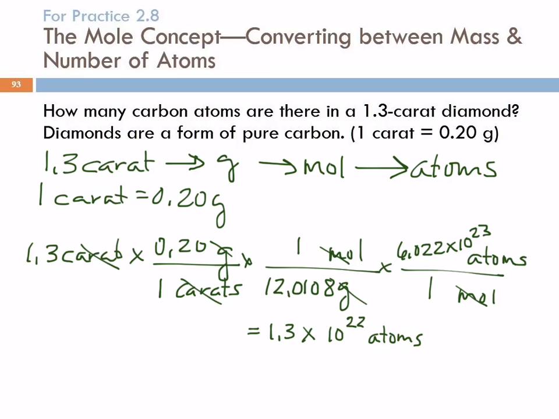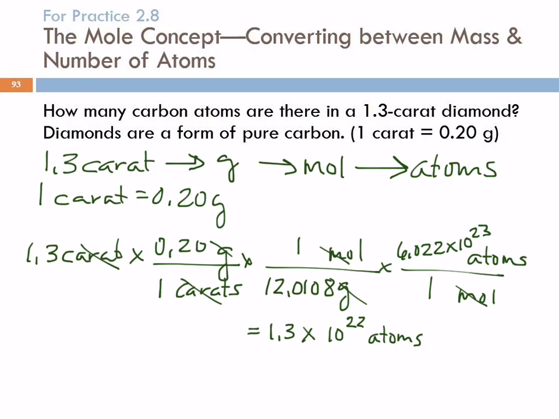That's really, really big. Is it okay that it's that big? So a 1.3 carat diamond, can you see that with your eyes? Yeah, that's a nice sized diamond. That's pretty big. There's got to be a lot of atoms in it, right? So it has to be a big number.